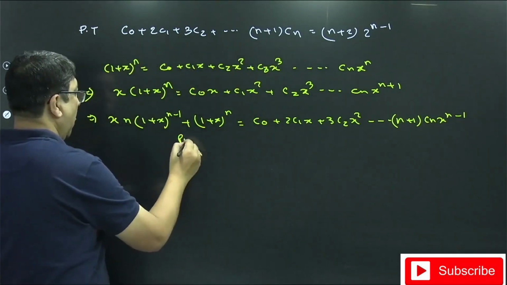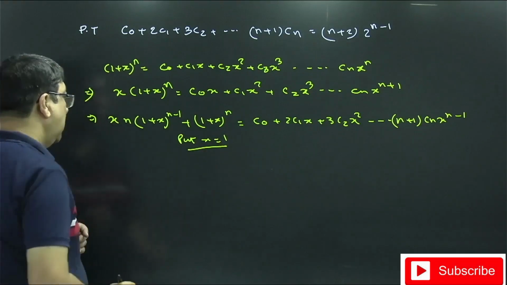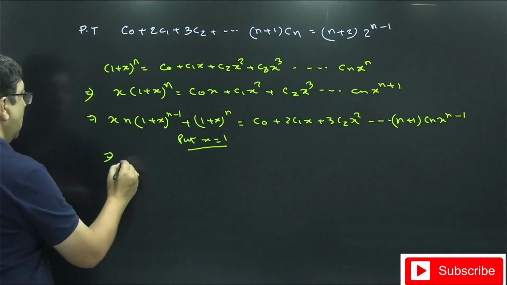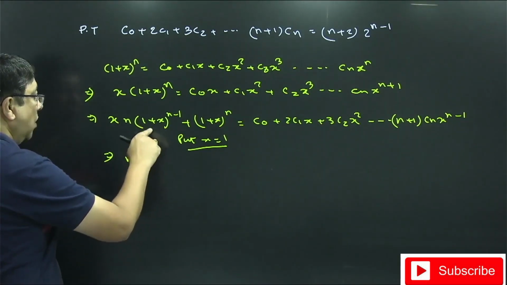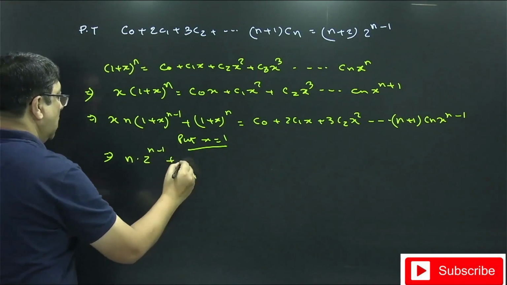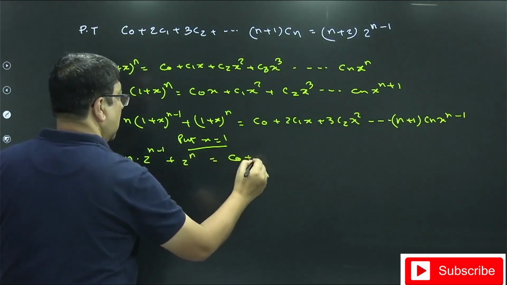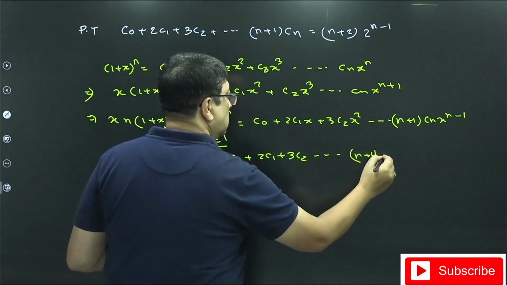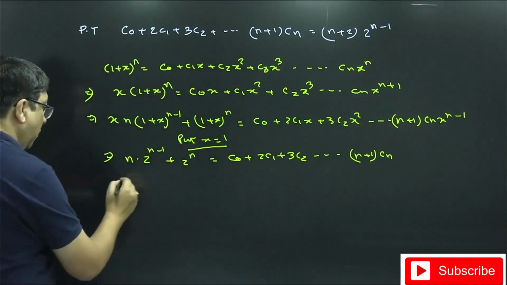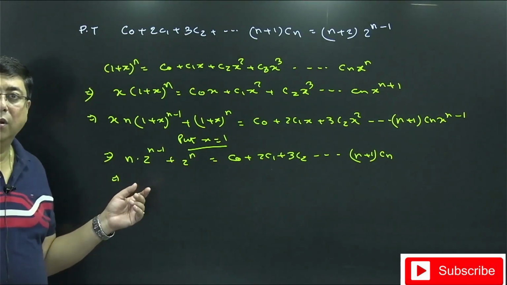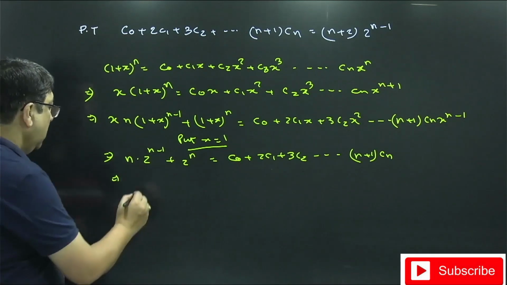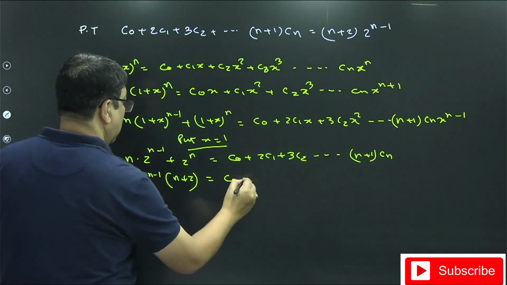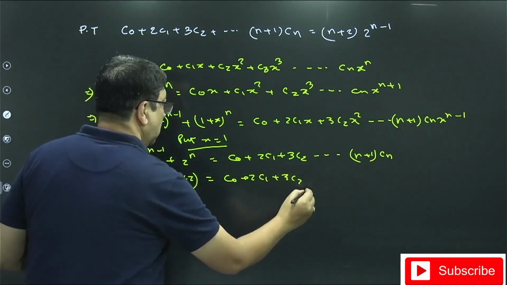Now put x equal to 1. By putting x equal to 1, we get n into 2 to the power n minus 1, plus 2 to the power n, equal to c0 plus 2c1 plus 3c2 up to n plus 1 cn. Now if we take 2 to the power n minus 1 common, we get our requirement: 2 to the power n minus 1 into n plus 2 equals c0 plus 2c1 plus 3c2.